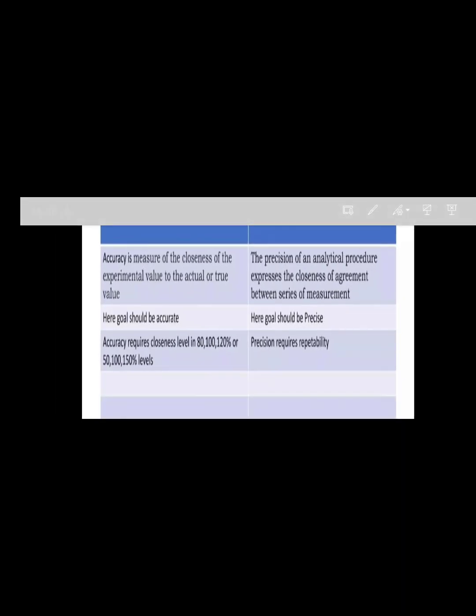Then the difference between accuracy and precision. Accuracy is a measure of the closeness of the experimental value to the actual or true value. Our goal should be accuracy. Accuracy requires closeness. The precision of an analytical procedure expresses the closeness of agreement between a series of measurements. Our goal should be precision.